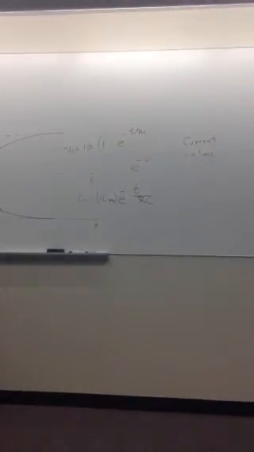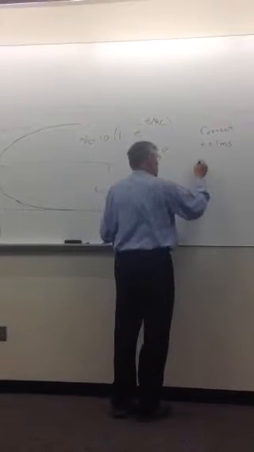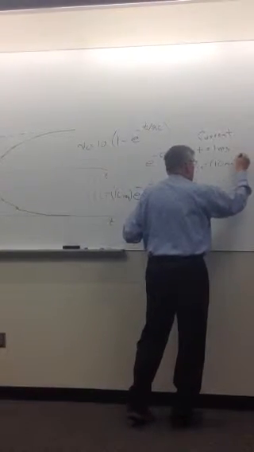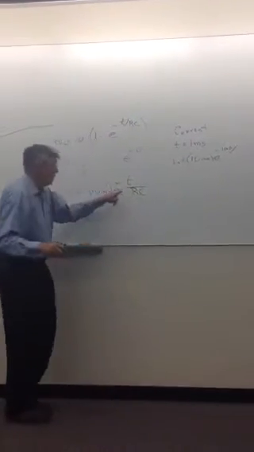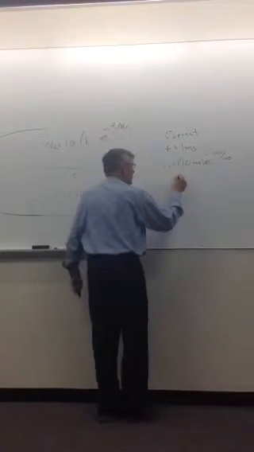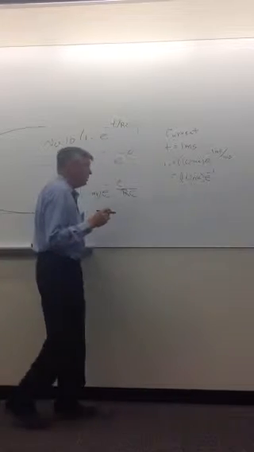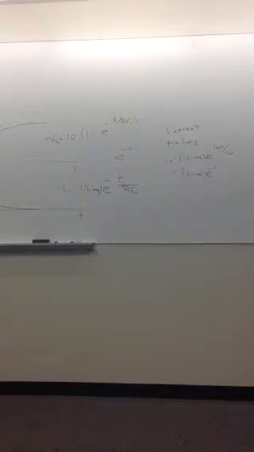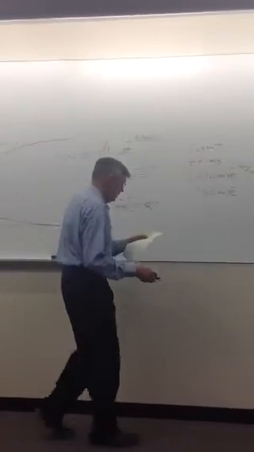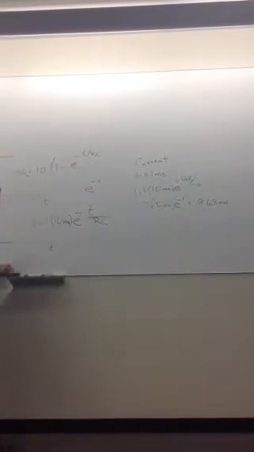Evaluate the current at 1 millisecond. So the current is going to be 10 milliamps, e to the minus 1 millisecond, divided by R times C. And we said that's also 1 millisecond. So milliseconds cancel, so I get e to the minus 1. And the calculator display isn't working reliably, but this ends up being 3.68 milliamps.